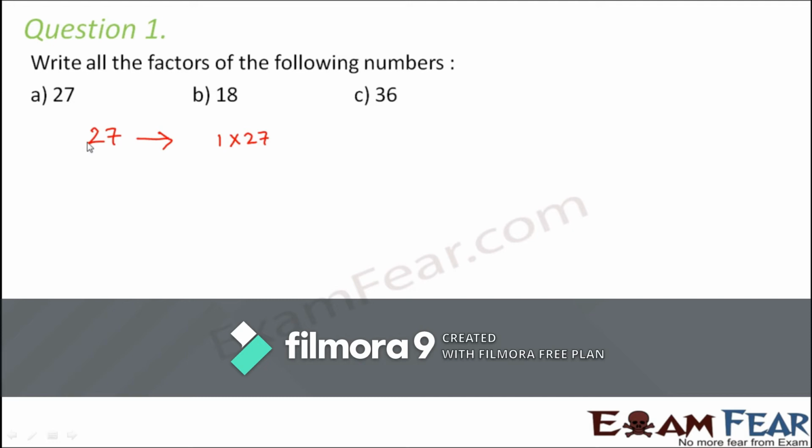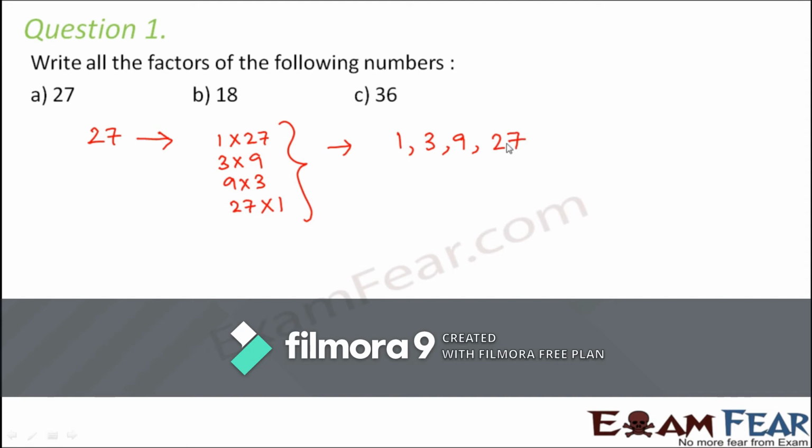What about 2? 2 will not divide 27. How about 3? Yes, 3 nines are 27. How about 4? 4 will again not divide. 5, no. 6, no. 7, no. 8, no. 9, yes. 9 into 3 is 27. As you move on like this, finally the next thing that you can write is 27 into 1. So from this you see that 1, 3, 9, 27 are the factors of 27.